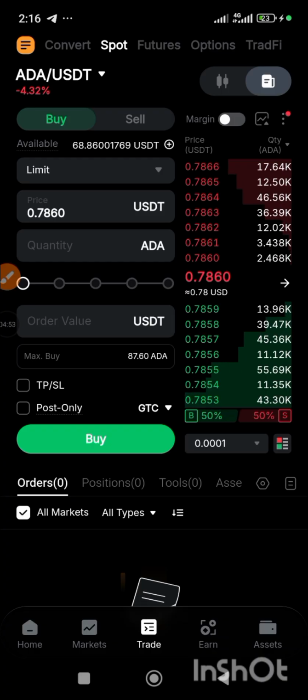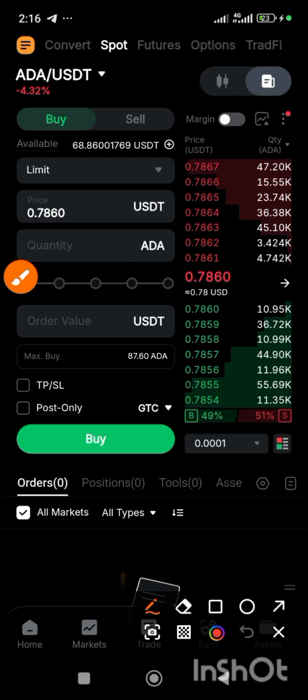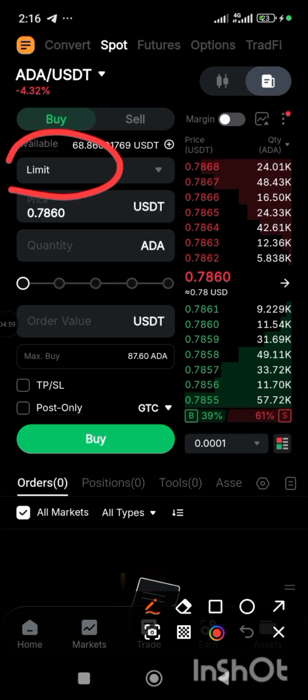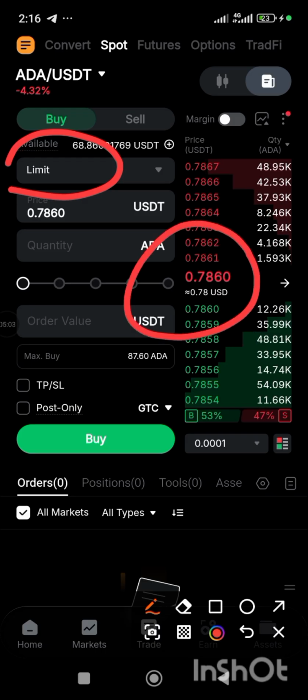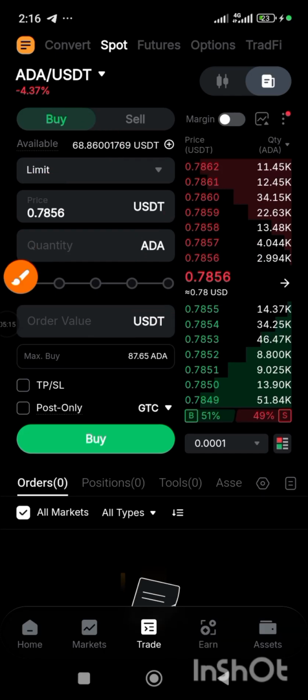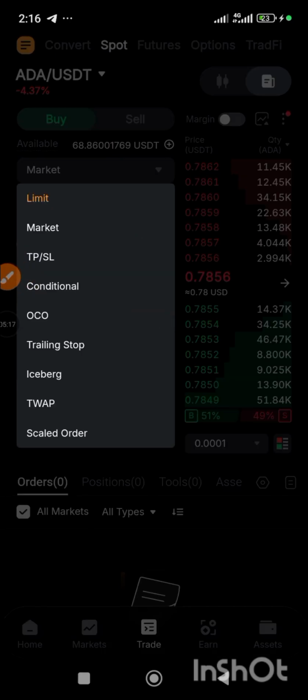Yes, I want to change it to market because I want to trade with market price. Look at this limit here. I'm going to click on it and select market because I'm okay with this price here. I will still come and tell us about this limit, but currently I want to buy with market price because this price here is okay. I'm okay with it, so I don't want to buy using limit. So I will quickly change this limit here to market and select market.